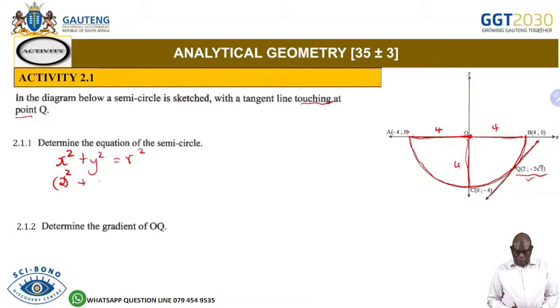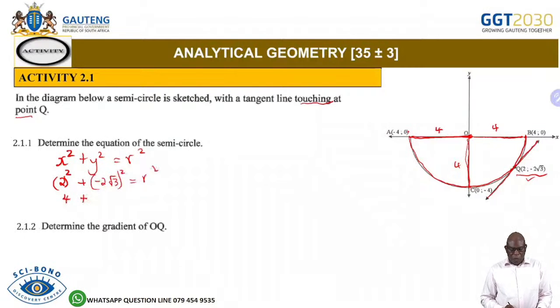The y value is negative 2 square root of 3, squared. It equals r squared. I really know the equation. So there will be 4 plus... what is minus 2 squared? It's 4. Square root of 3 squared is 3. So 4 times 3 will give us 12. So here I'm going to get 12 r squared. So my r squared is going to be 16. Therefore, my r is going to be 4.